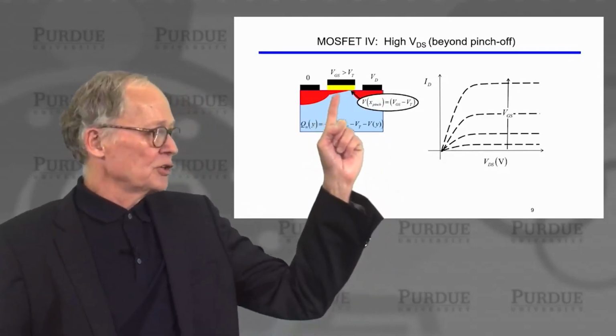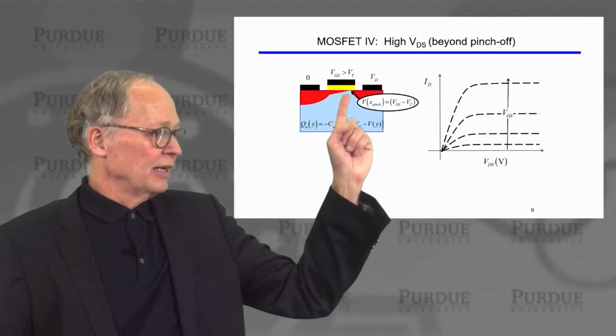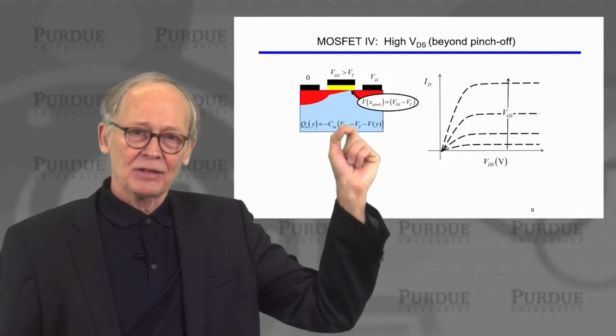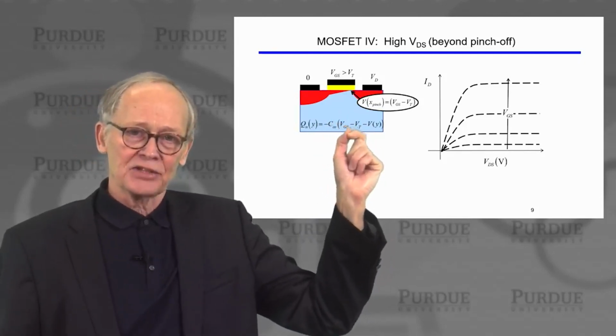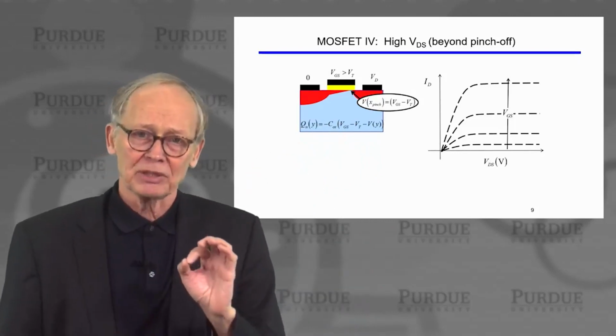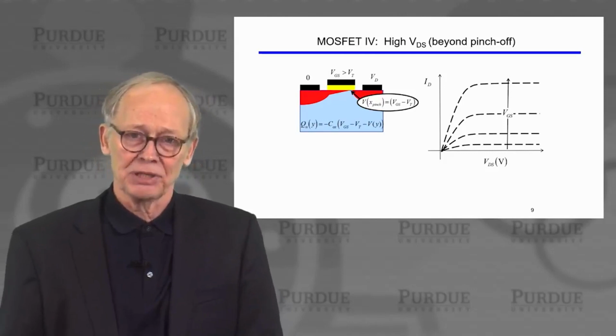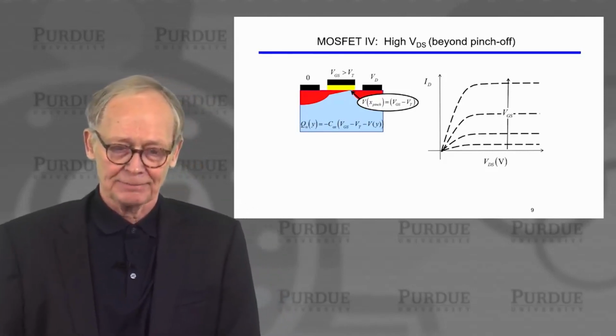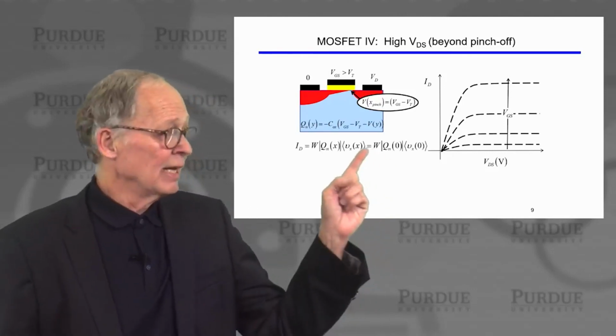So the mobile charge is in the channel, and when the voltage at the drain end of the channel hits a critical value, the mobile charge goes approximately to 0, and we say the channel is pinched off. Okay. Well, what happens then?